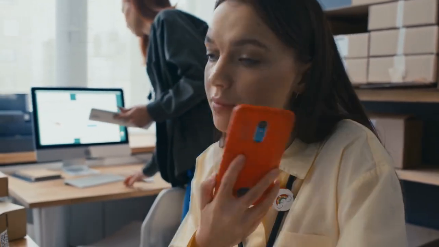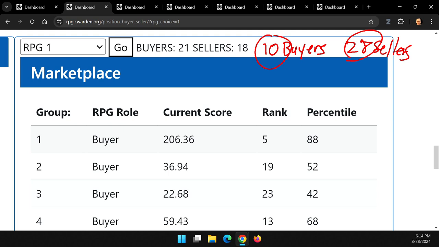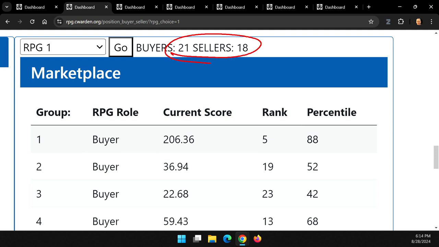What would a buyer do? Well, maybe a buyer could wait until later to try to get a better deal. What about sellers? What should they do? Maybe the sellers should hurry up and try to get buyers as soon as possible and lock them in, for example. There's many strategies and tactics you can use. It's up to you. But this is an interesting number to look at.